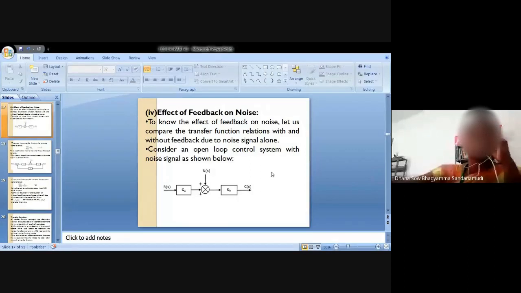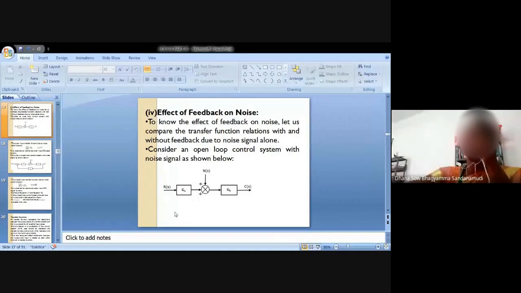In the case of open loop, let us consider an example of an open loop control system. Here I am giving input to the block. GA is nothing but our transfer function. Usually, transfer functions are written in the blocks. It is the ratio of output by input. This is given as input to GB, and another noise signal is there. N of S is the noise signal, which is also given as input to GB.